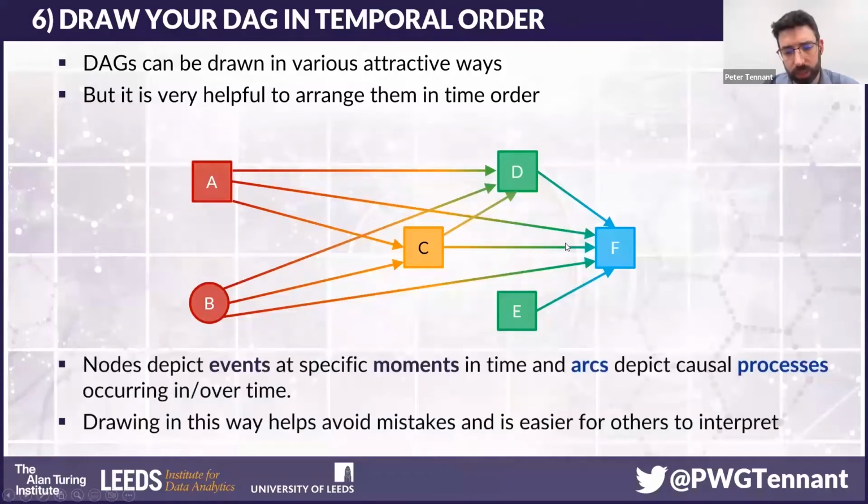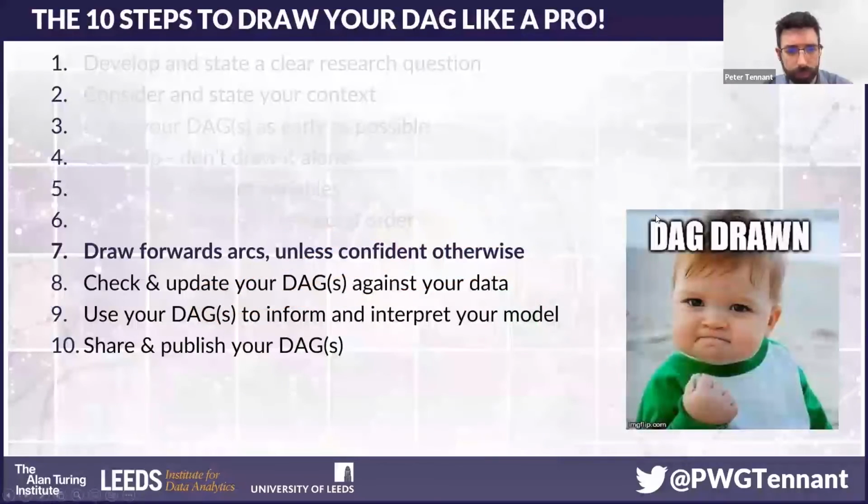The other reason that that's important and useful is that nodes are depicting events in time. So you can see we've put A and B here. That means they're happening around this moment. And then arcs are depicting processes occurring over time. So when you draw it like this, it also philosophically matches the underlying theory. So I think it's much nicer. I also think it really helps to reduce mistakes and makes it a lot easier for other people to interpret. But even for you, when you're drawing your DAG, I think it makes it a lot easier to actually draw.